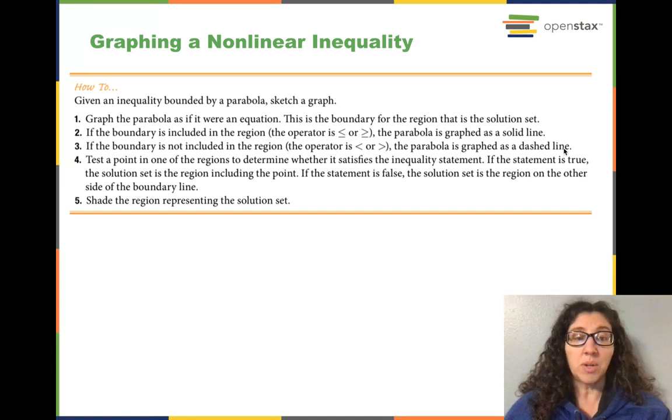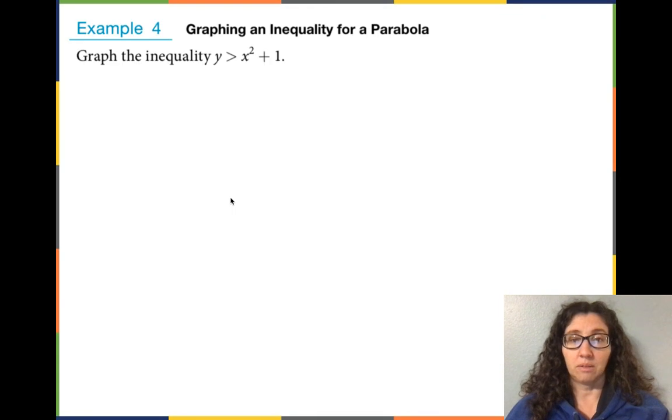Okay. Then we test a point in one of the regions to determine whether it satisfies the inequality. If the statement is true, the solution set is the region including the point. If it's false, the solution set is the region on the other side of the boundary line. And we shade the region representing the solution set.